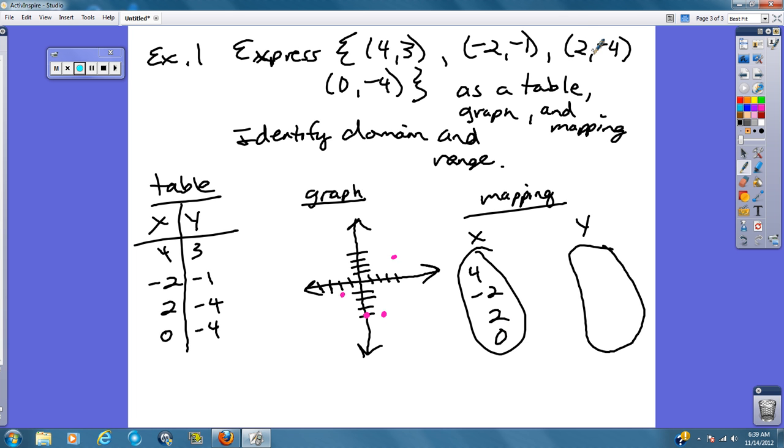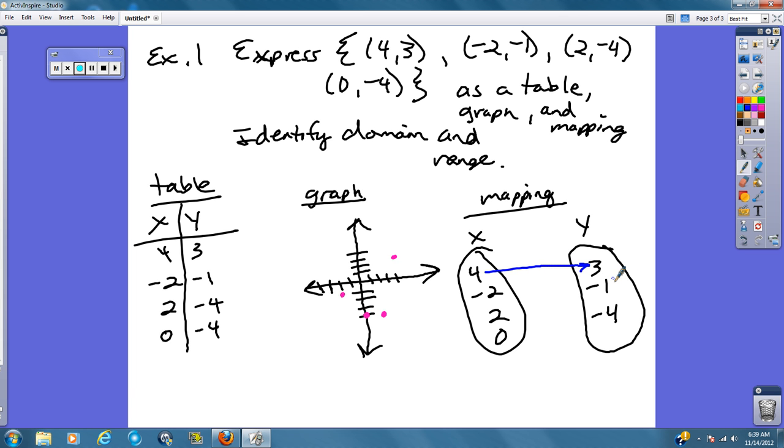You can take them from the ordered pairs as well. And then I'm going to list the y values: 3, -1, -4. Now notice -4 is there twice, but I don't repeat it. That's what makes this a mapping, because you're not going to repeat it. So it was 4, 3, so I'm going to draw an arrow. I'm going to rewrite that so it goes all the way across.